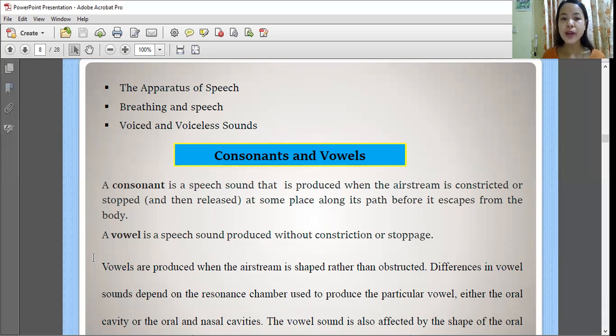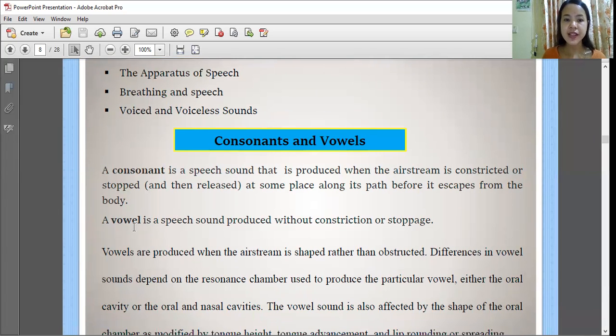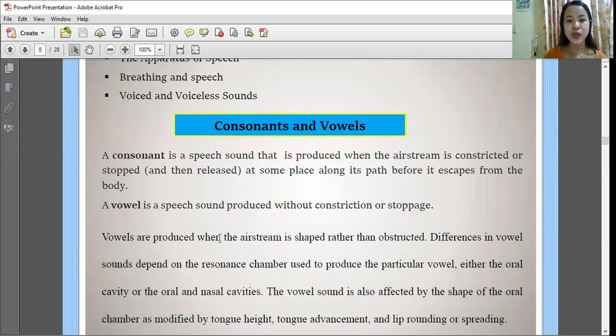And here, let's go on to consonants and vowels. A consonant is a speech sound that is produced when the airstream is constricted or stopped and then released at some place along its path before it escapes from the body. A vowel is a speech sound produced without constriction or stoppage. Vowels are produced when the airstream is shaped rather than obstructed.